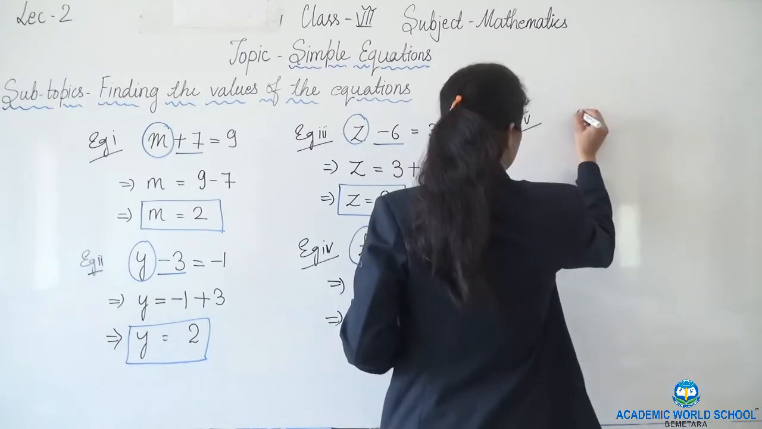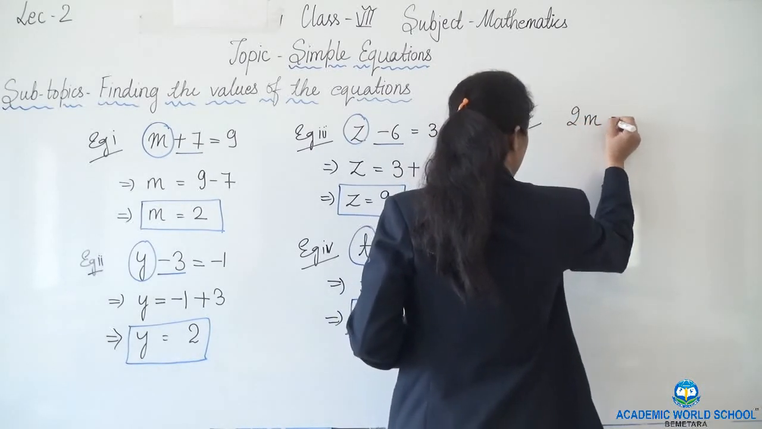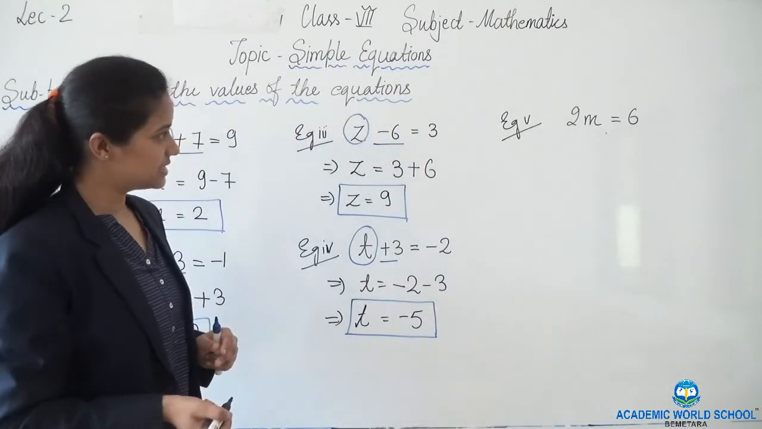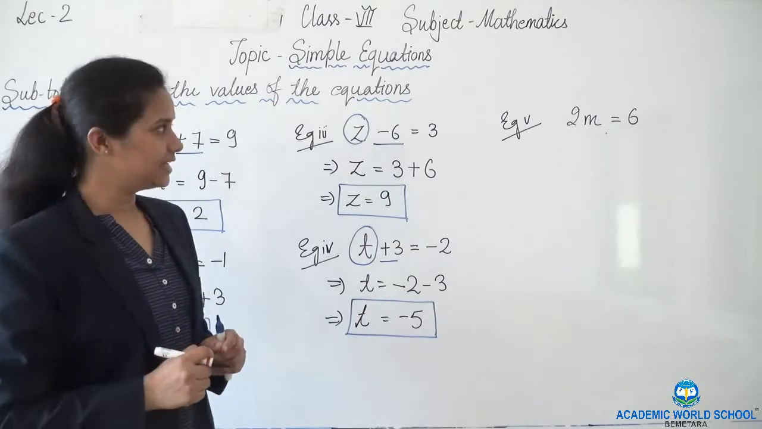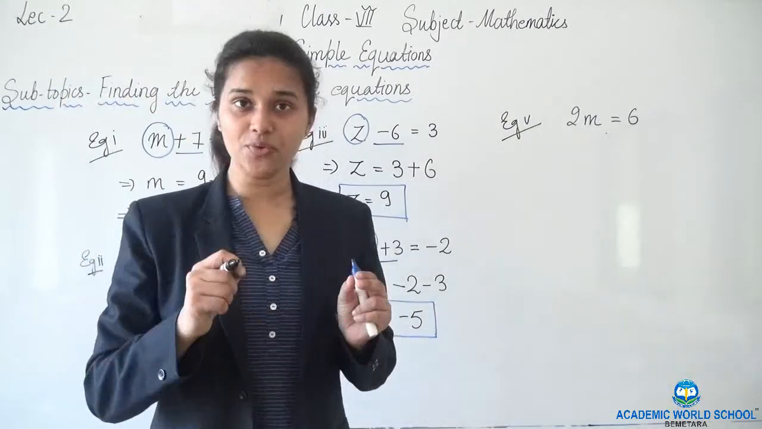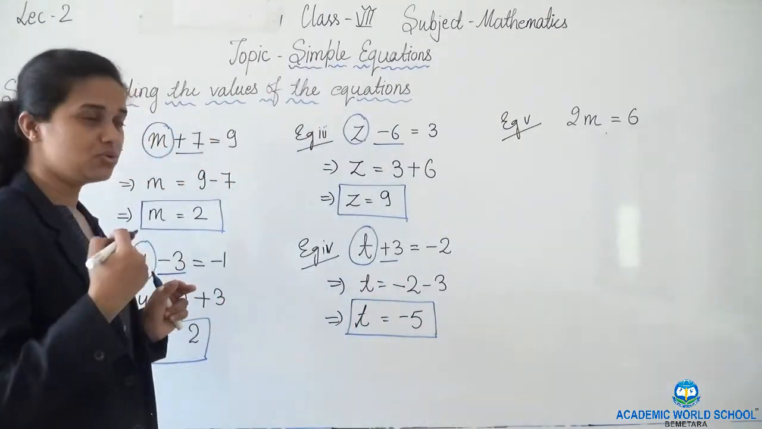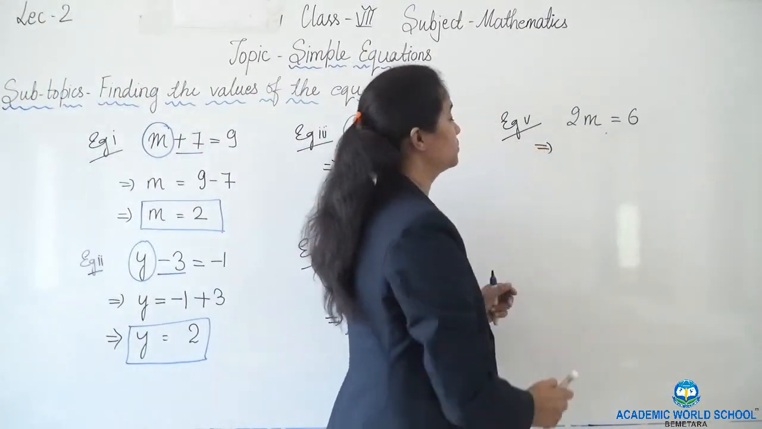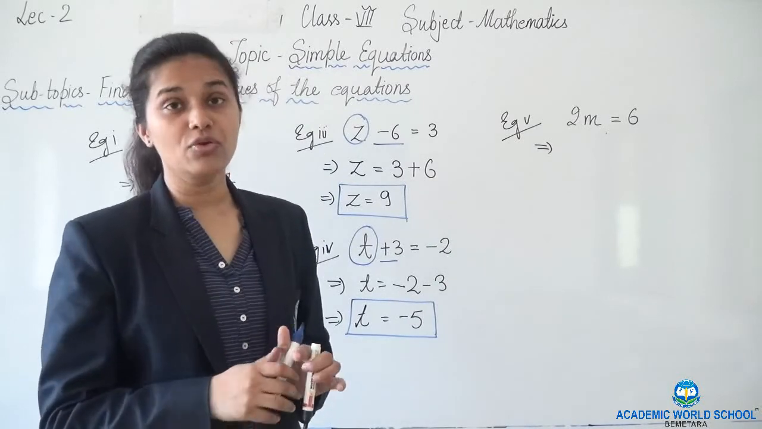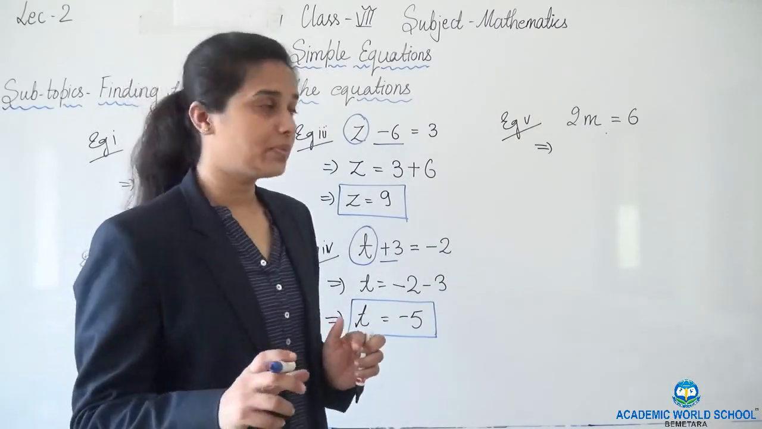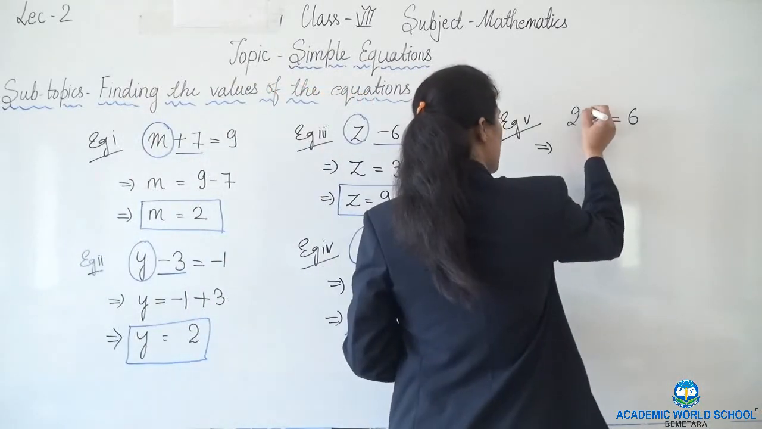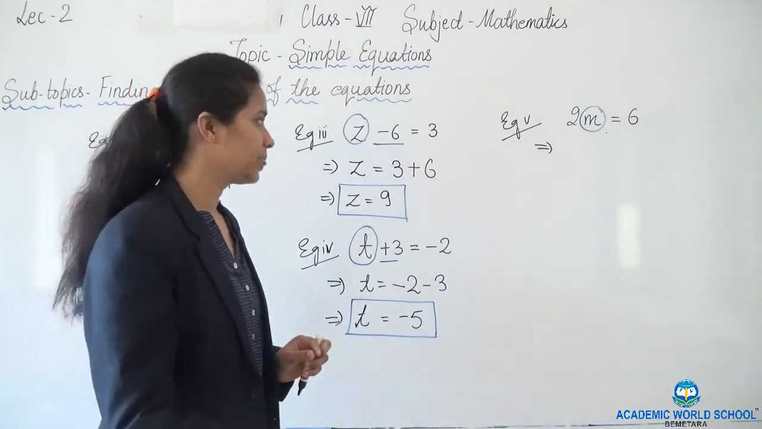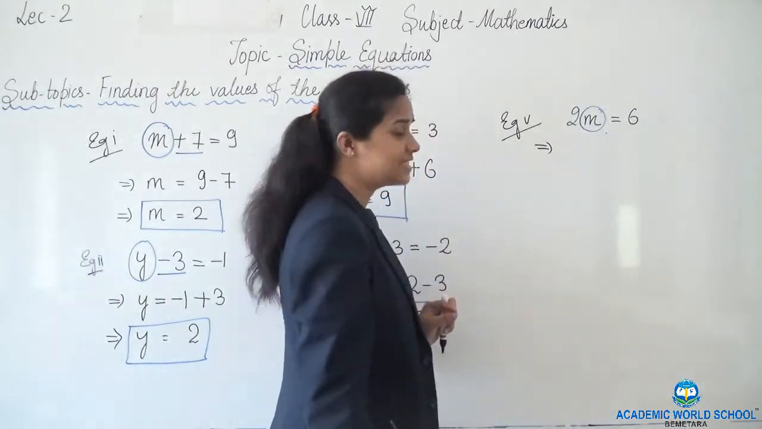Here we see 2m equals to 6. Now it is very clear that 2m means 2 into m. And the rule is, we have to keep the variable on one side, which means there should not be anything else with m. So 2 will change its sign.